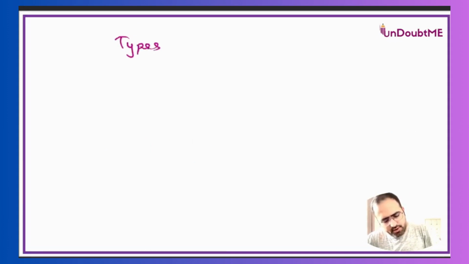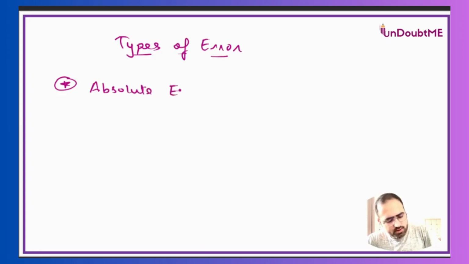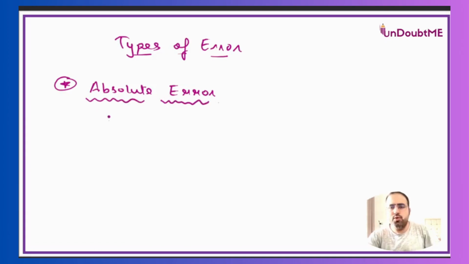So in types of error, we have the first type as absolute error. What is the meaning of absolute error? So what do we do when we have to find absolute error? We just take the sum of all the observations. Okay, so we'll just take the mean values.